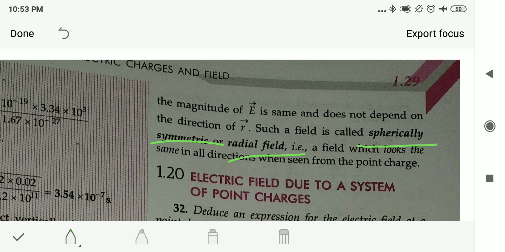That is a field which looks the same in all directions when seen from the point charge. Remember, we have taken a point charge, that is, a source charge. So that field is known as spherically symmetric, or you can say radial field.